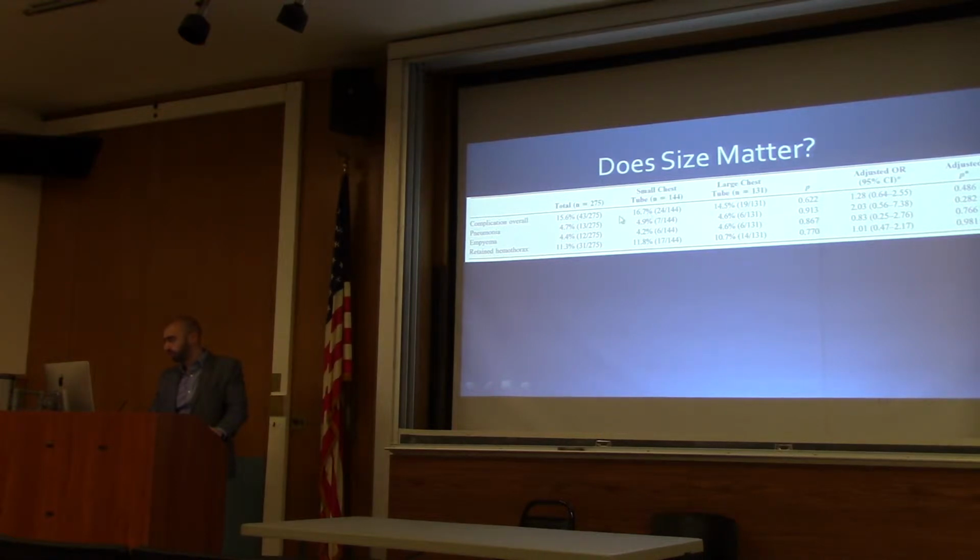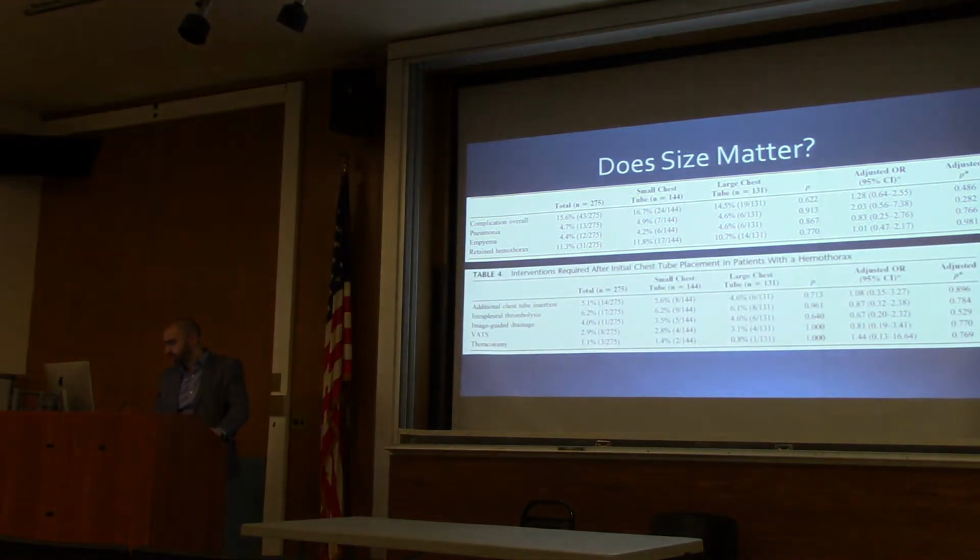You saw complications almost identical. Incidence of pneumonia and empyema very similar, as well as incidence of retained hemothorax, very similar. And they also looked at whether interventions after smaller versus larger chest tubes would be different, and they turned out to be the same. So the conclusion was size does not matter, despite what anybody else might say.